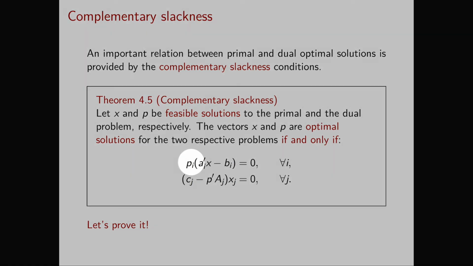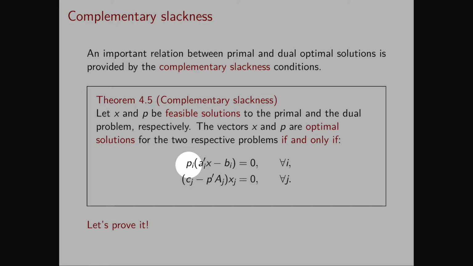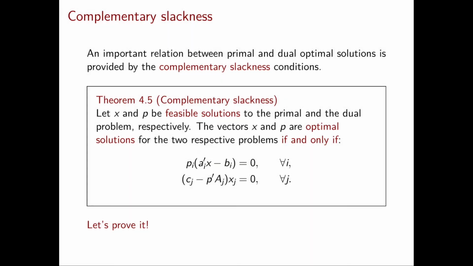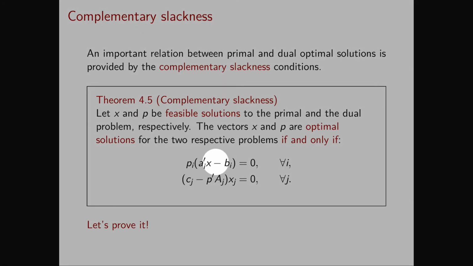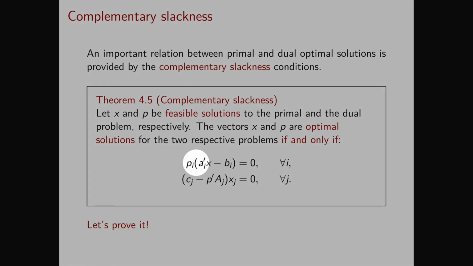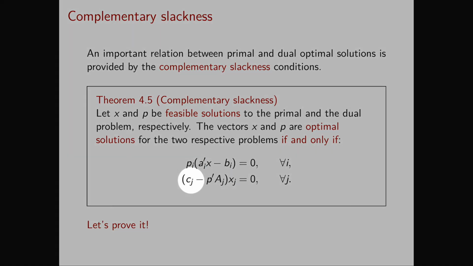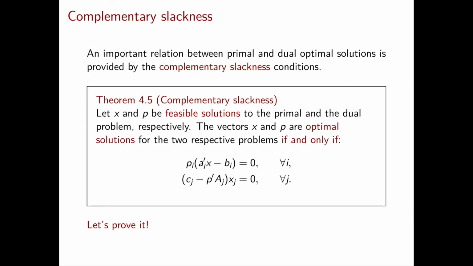For now, let's focus on the first condition. The first thing to notice is that this is a nonlinear equation. In fact, we have the dual variables p that multiply the primal variables x. Next, we should observe that this product between pi and the slack of the primal constraint can be equal to 0 if and only if at least one of the two factors is equal to 0. Of course, the same observations hold for the second constraint, which is in a sense symmetric to the first one.